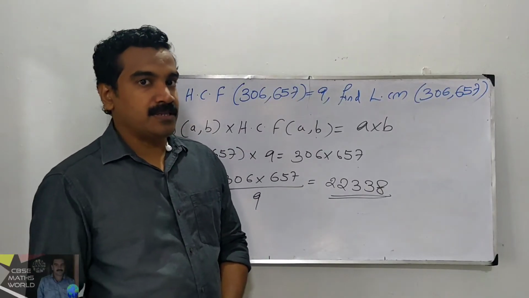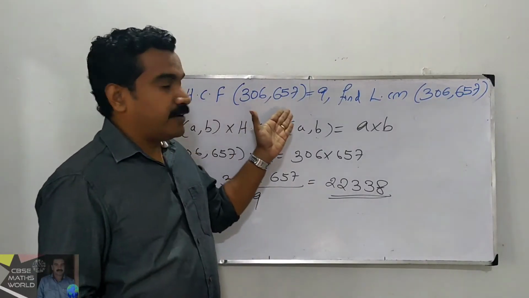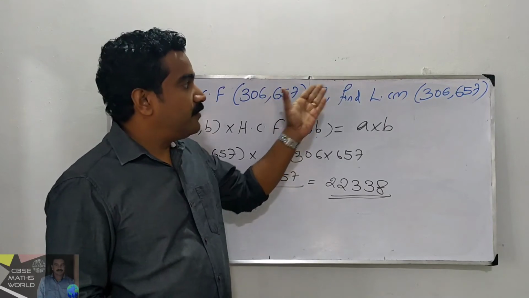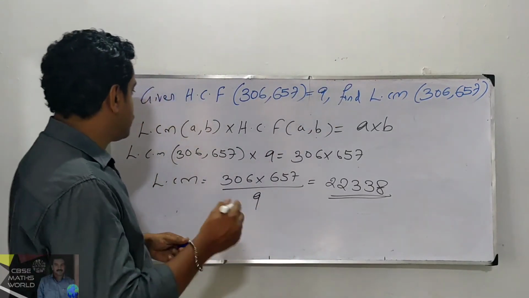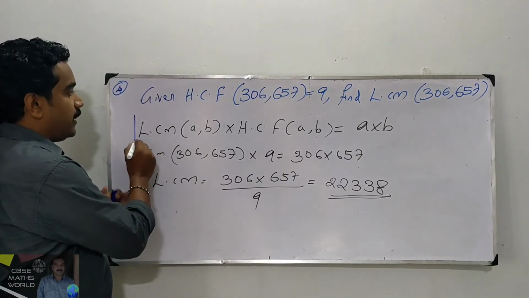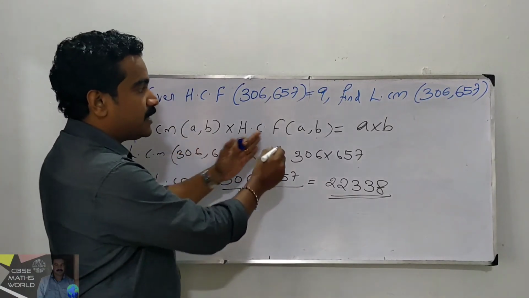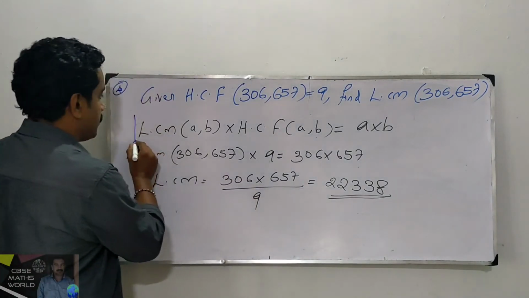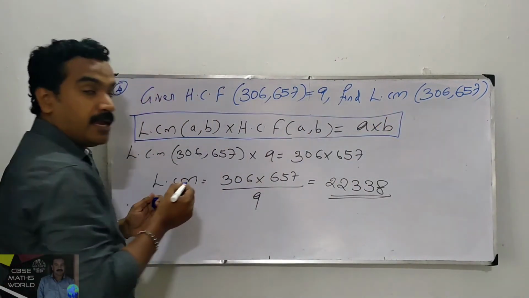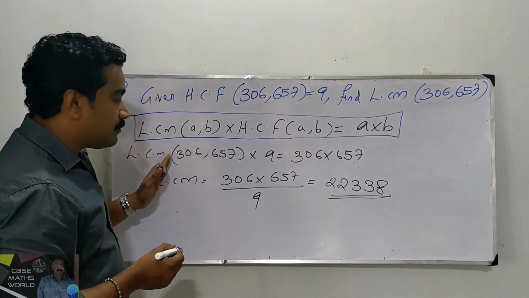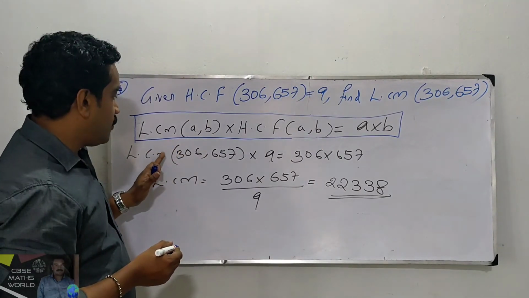Next question. HCF of two numbers is given. We want to find the LCM of the two numbers. So we are using this theory: LCM of two numbers into HCF of two numbers equal to the product of the two numbers. That is LCM of A, B into HCF of A, B equal to A into B. So LCM is not given. We want to find the value of the LCM.